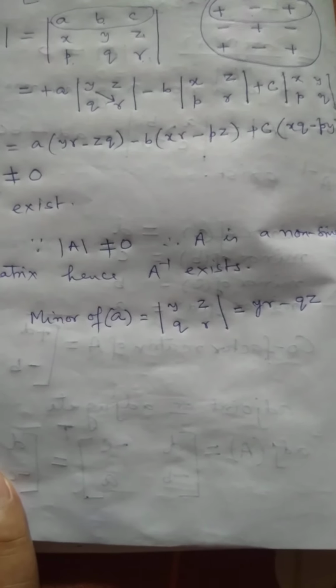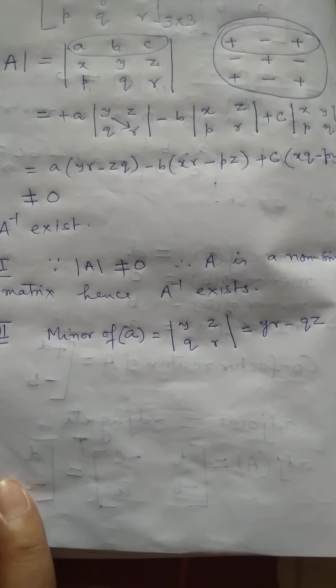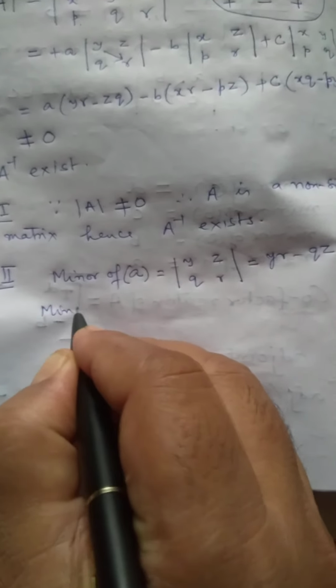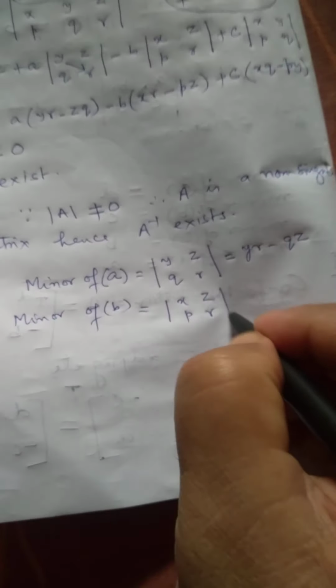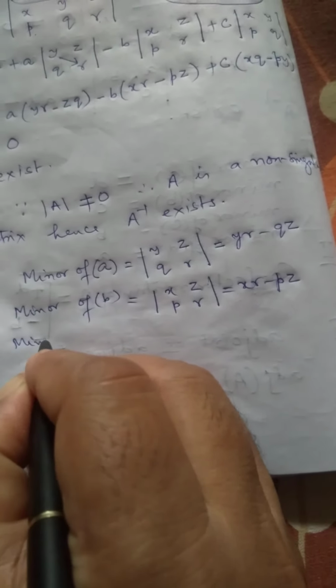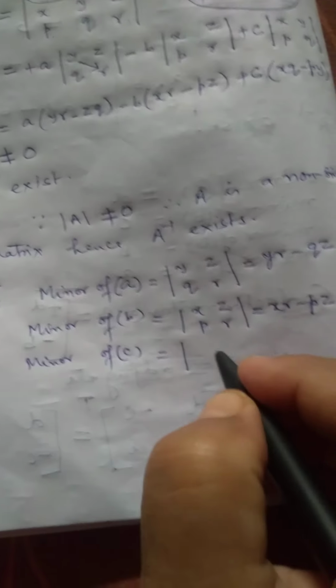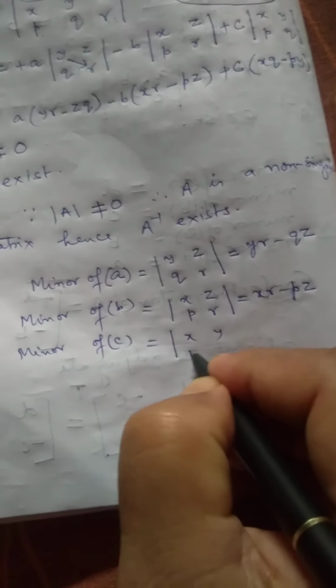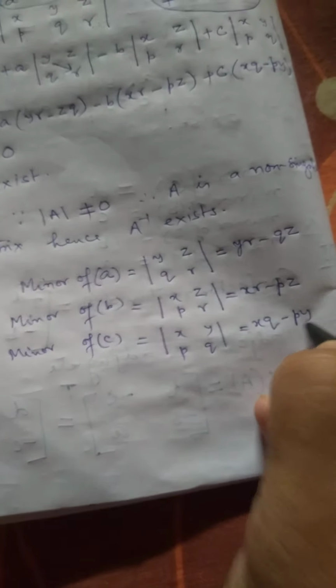In the same fashion, we find the minor of B as well as C, and likewise X, Y, Z, P, Q, R. So what is the minor of B? The minor of B is the determinant X, Z, P, R, and the value will be XR minus PZ. Minor of C is equal to determinant X, Y, P, Q, and the value will be XQ minus PY.